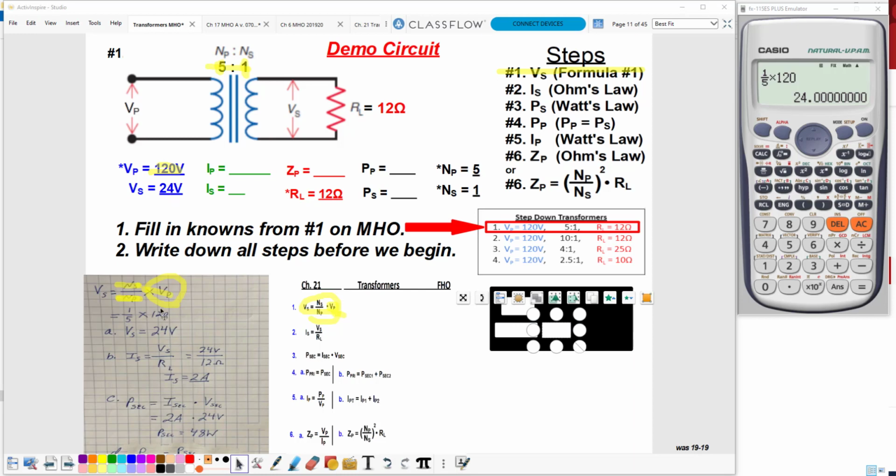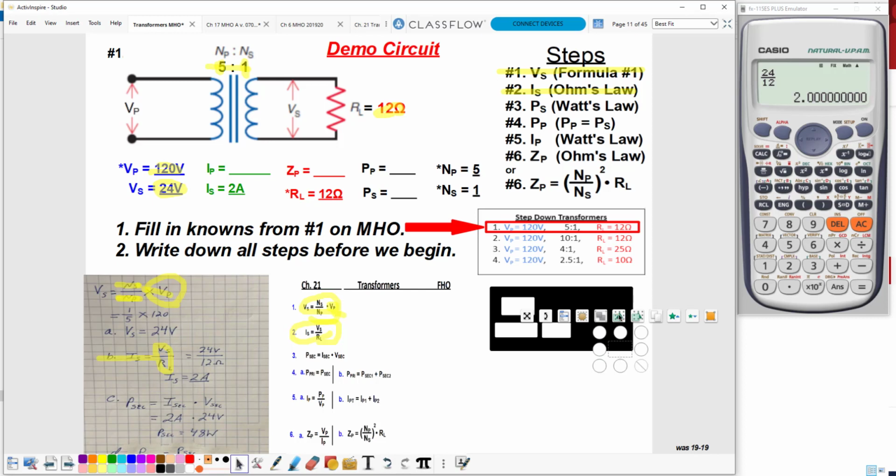Alright, now that I've got my secondary voltage, I want to find my secondary current. On this sheet it would be right here. This tells us that we're just simply going to use Ohm's law. So IS is equal to VS over RL. We just calculated the VS to be 24 volts. It's already in the calculator, but for clarity's sake, I'm going to enter things back in. So 24 volts over my RL of 12 ohms equals 2 amps. So this tells me that my secondary current is 2 amps.